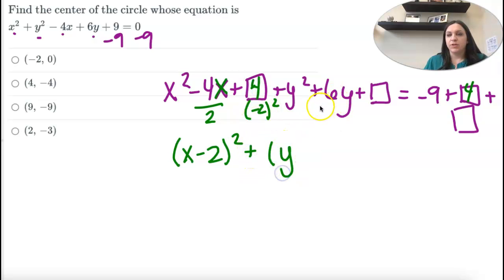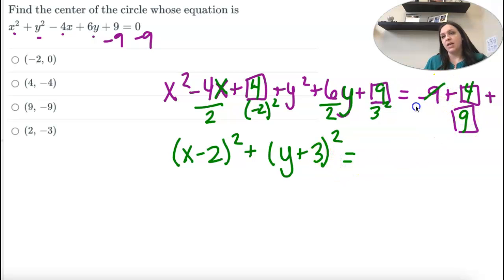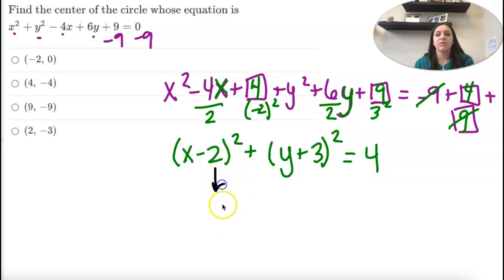And then the number next to just y divided by 2 is +3. Take that number squared, and that's what we're adding on, which is 9. So -9 plus 9 is 0, and we just have 4. So remember, the center's opposite signs. Since that's -2, our x value is going to be +2. Since that's +3, our y value is going to be -3, and that's our center.